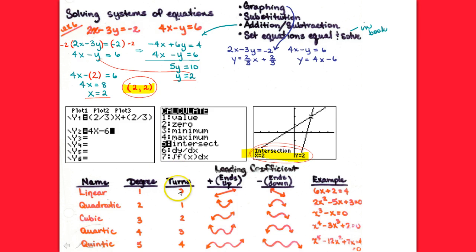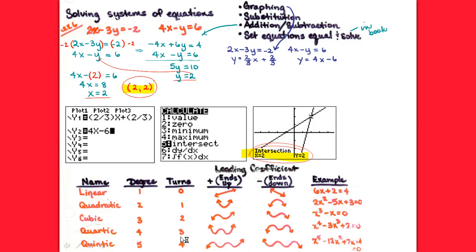Now, let's look at these other columns that we've added in. You'll notice that the number of terms that a graph has is going to be exactly 1 more than its degree. Like we know a linear equation has a degree of 1 and it doesn't turn at all. We know a quadratic has a degree of 2 and it turns 1 time to make a parabola. But we could keep going with that same pattern here.